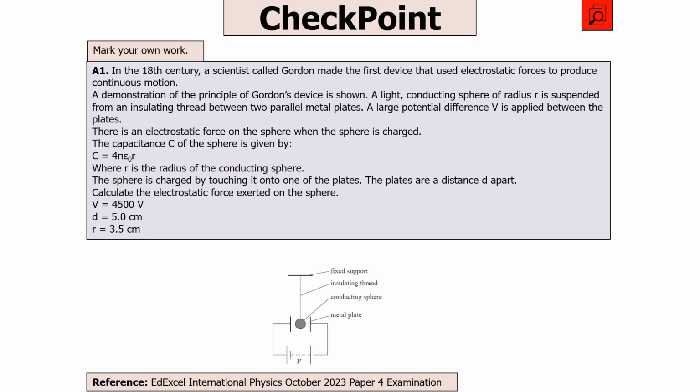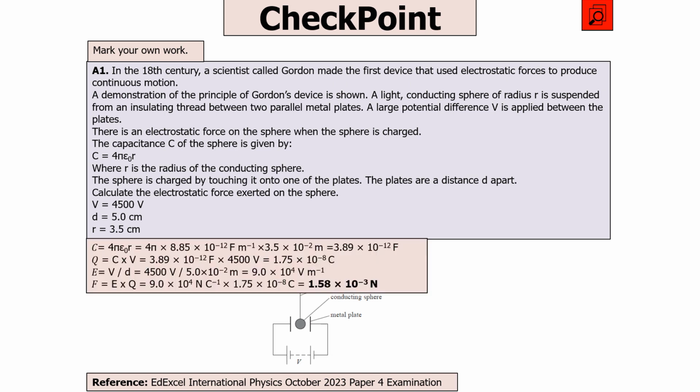Right, so in this question you're going to have to use all the equations given to you. You're given the equation for capacitance and you know that you've got r and you know 4 pi epsilon 0. So how do you work it through? In this first one, 4 pi epsilon 0 times r. In this instance r is 3.5 times 10 to the minus 2 because it's centimeters into meters. So we get our answer to be 3.89 times 10 to the minus 12 farads.